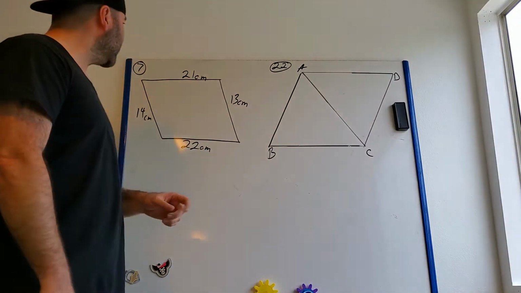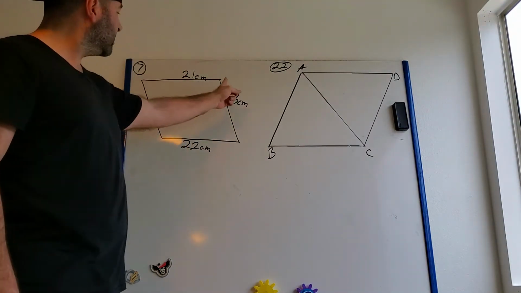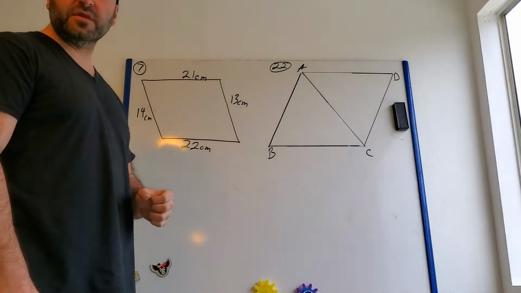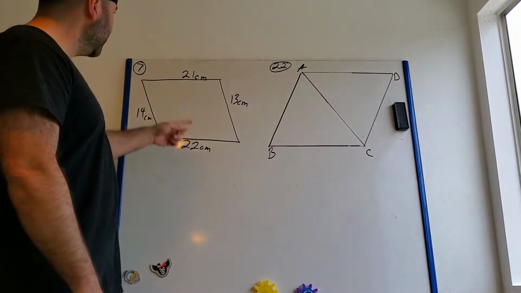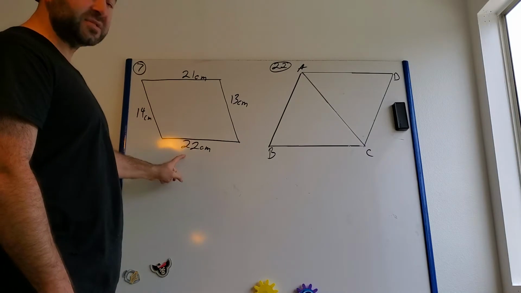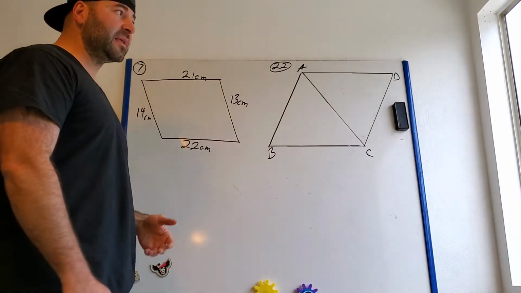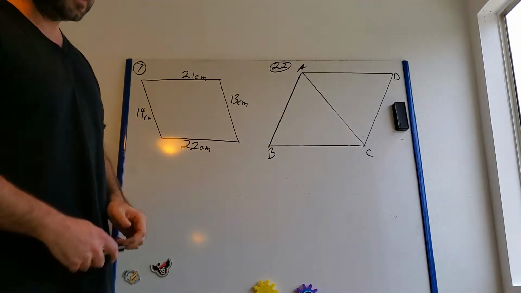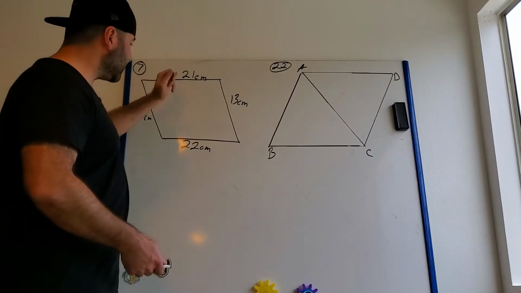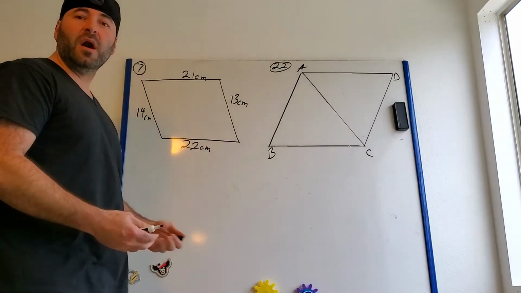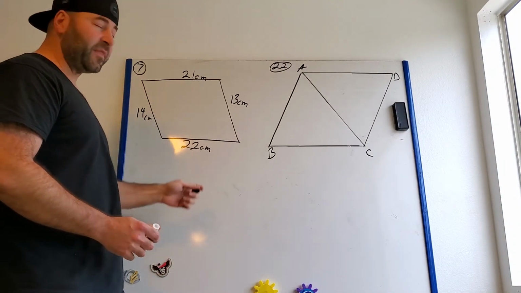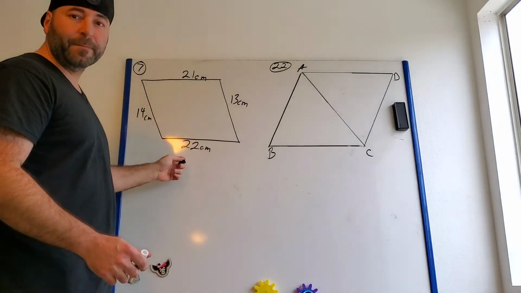Parallelogram says that opposite sides are parallel to each other and also congruent. So the fact that this is 21, this is 22, right there negates the very first one that it gives you. Okay? So the fact that these are not congruent to one another automatically means that this is not going to be a parallelogram. Okay?